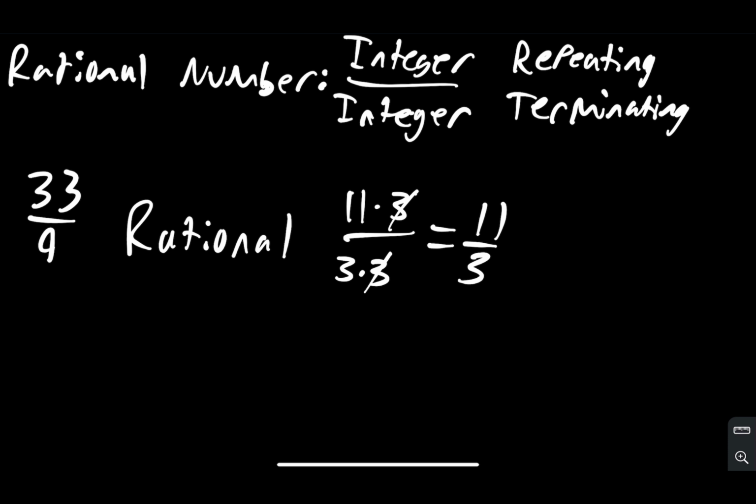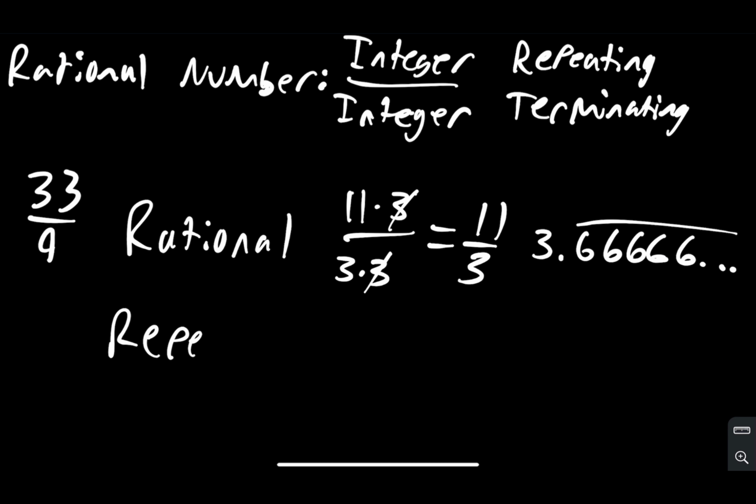Whenever you put 11 over 3 in your calculator, you're going to get 3.6. And the 6's go on forever. And it's going to repeat this pattern of 6's. So therefore, the decimal place behavior is going to be repeating. So it's going to be rational and repeating.